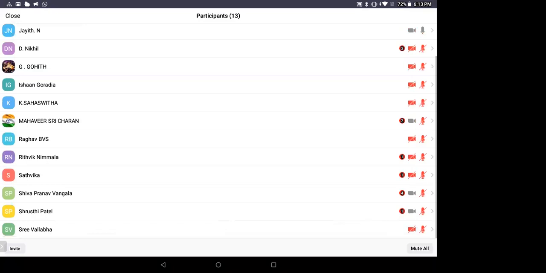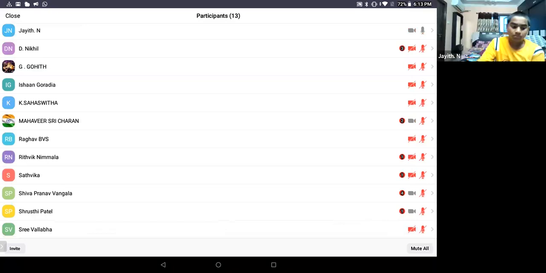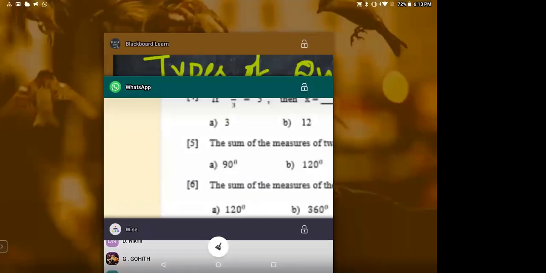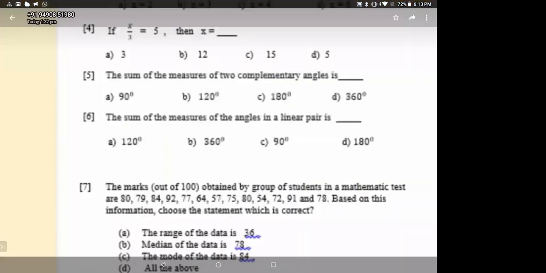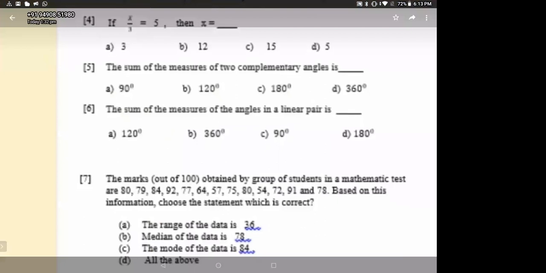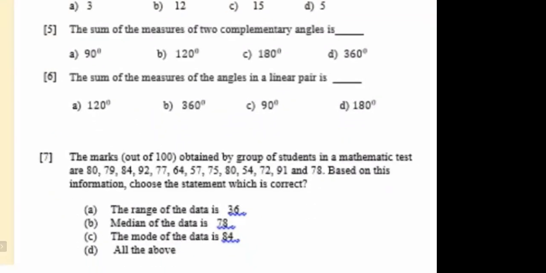And Nikhil, are you there? Yes, ma'am. Nikhil, answer the question. For the fifth one, is it 90 or 180? 180, ma'am. One complementary angle means 90 degrees, so two complementary angles, if we add them, is 180, ma'am. Okay. Next, please read the sixth question.